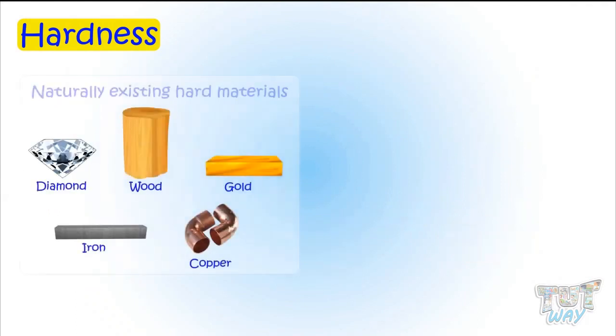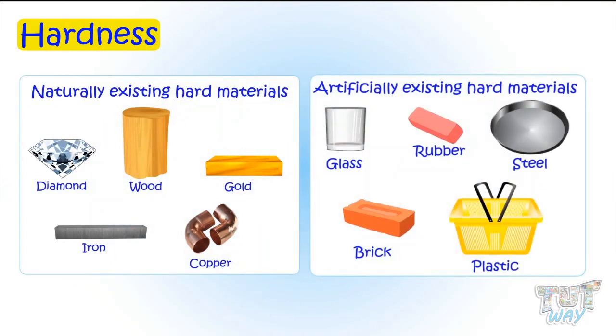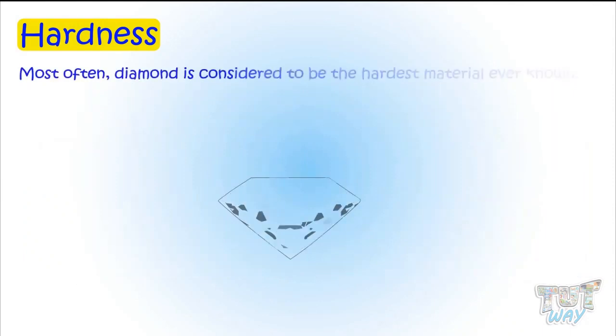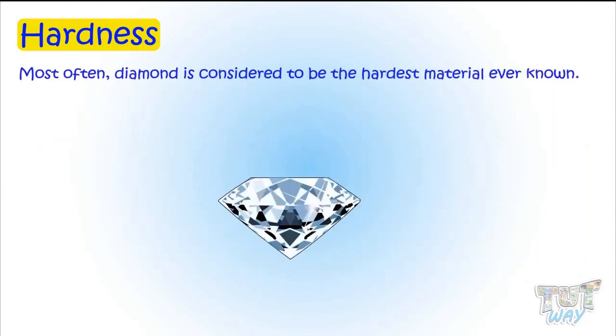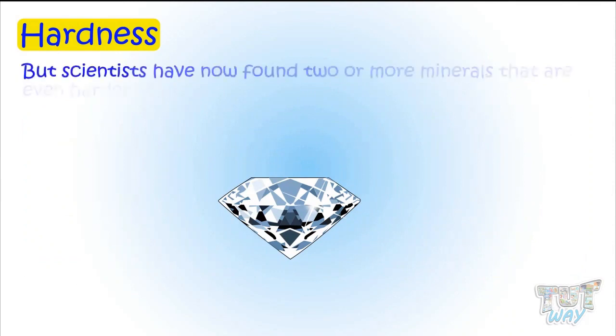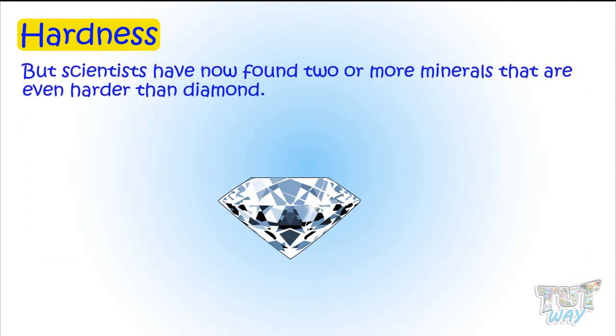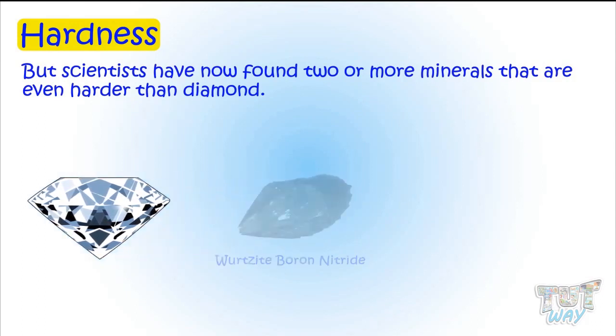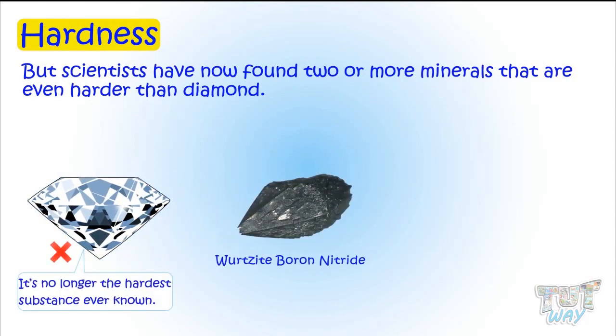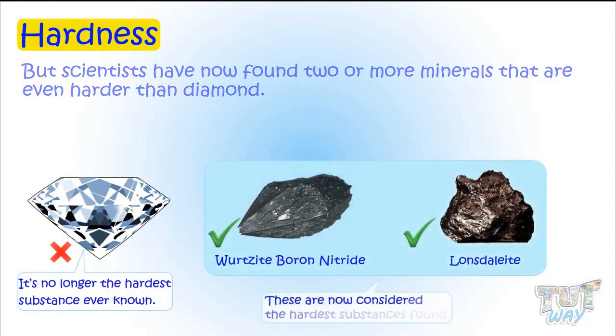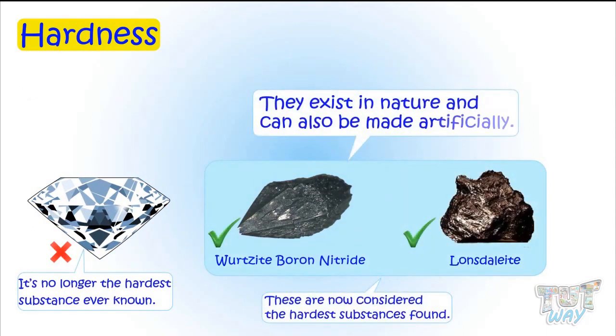We have a lot of hard materials which are naturally present in our environment, and some are man-made. Most often, diamond is considered to be the hardest material ever known. But scientists have found 2 more minerals that are even harder than diamond: wurtzite boron nitride and lonsdaleite. They exist in nature but can also be made artificially.